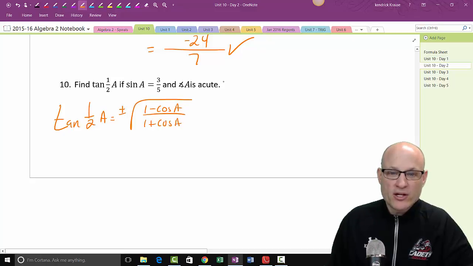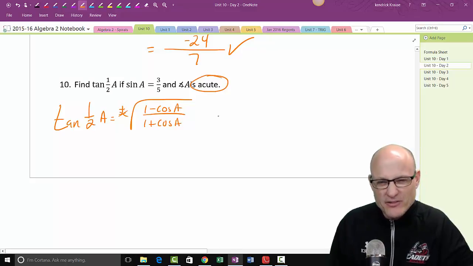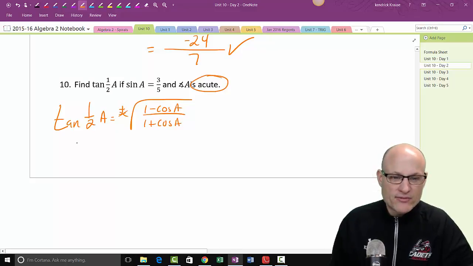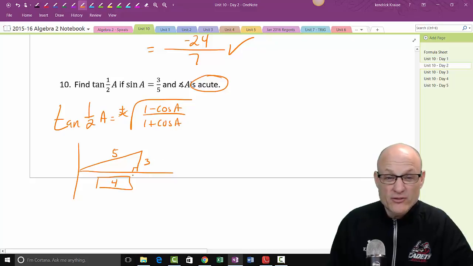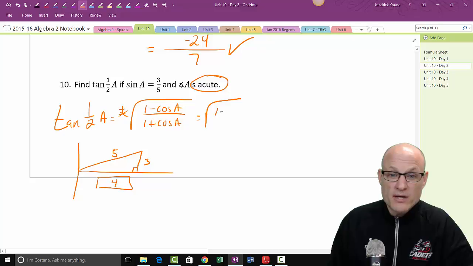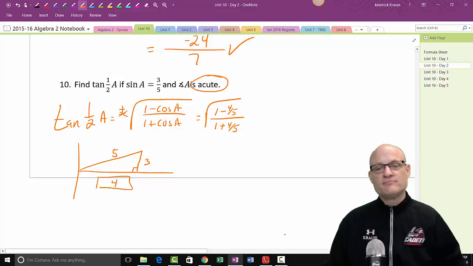Now, all of you should be thinking, oh, it's acute. I don't really need the minus because it's acute. Everything's positive in the first quadrant. And the rest of you are going, what about that? We don't have cosine. Well, we kind of do. Sine is 3 over 5. By Pythagorean theorem, this would be 4. So cosine is 4 over 5. So we're ending up with the square root of 1 minus 4 over 5 all over 1 plus 4 over 5.